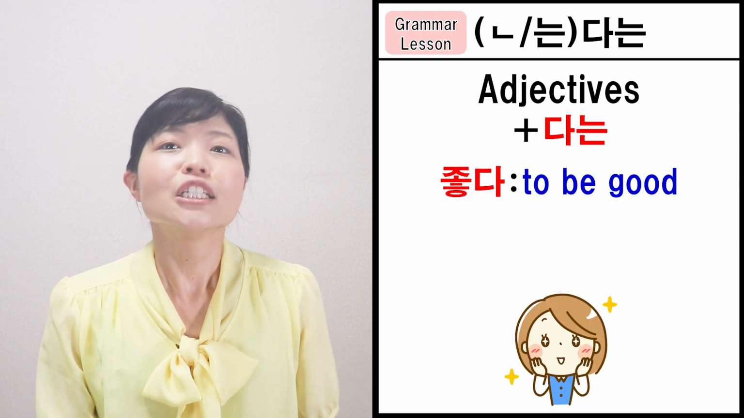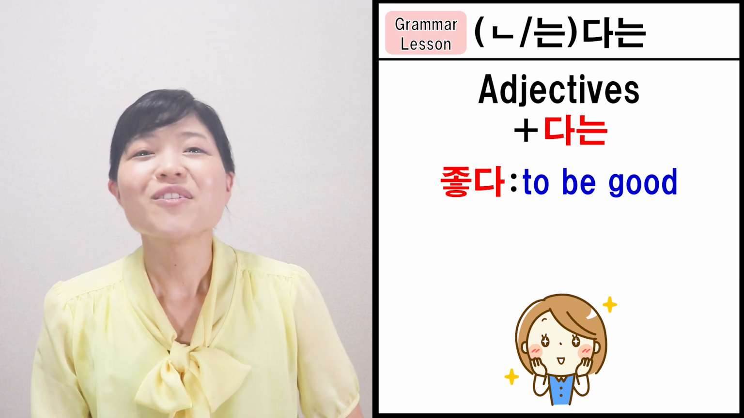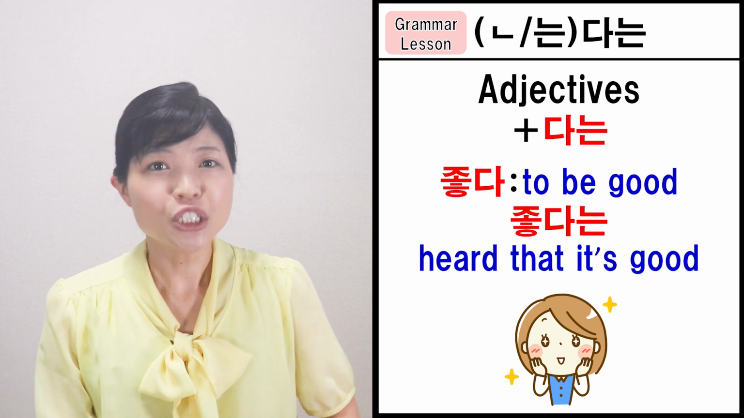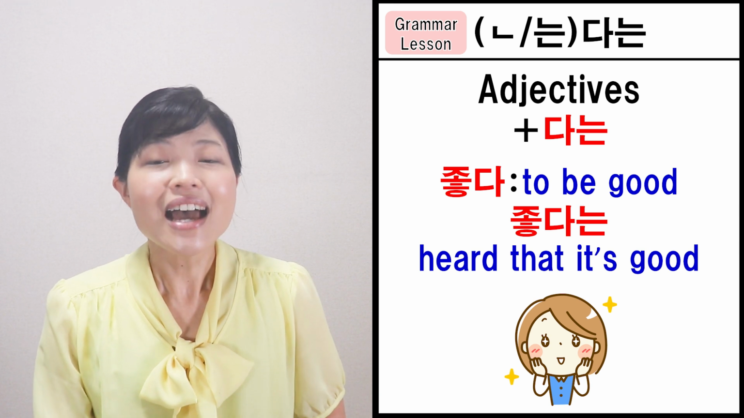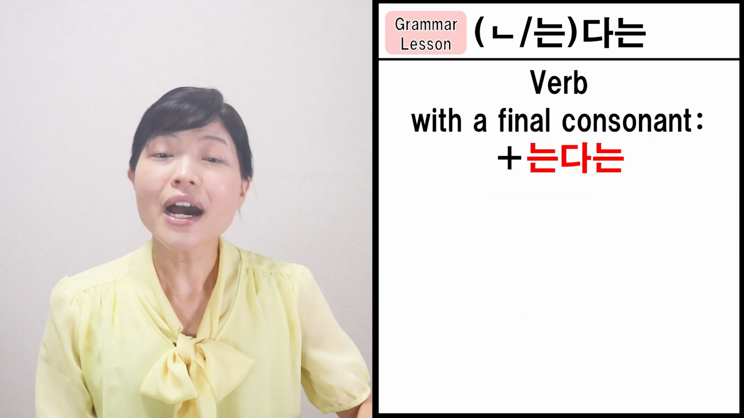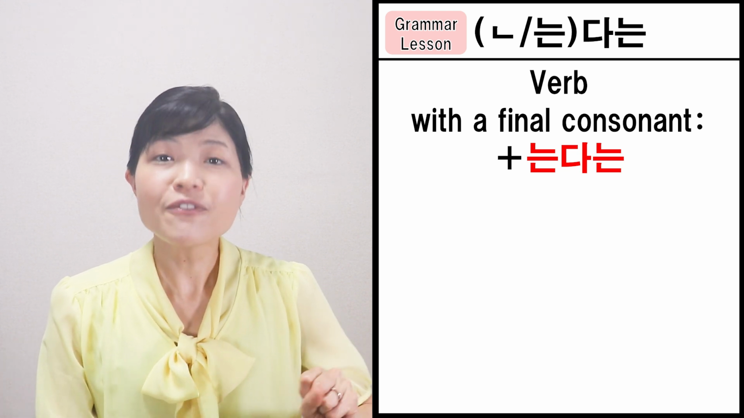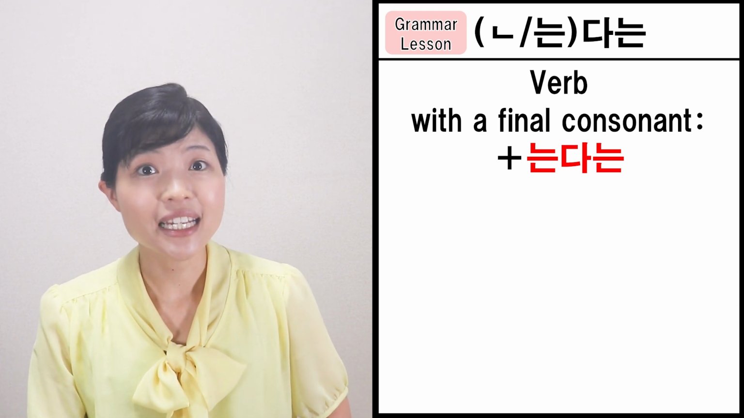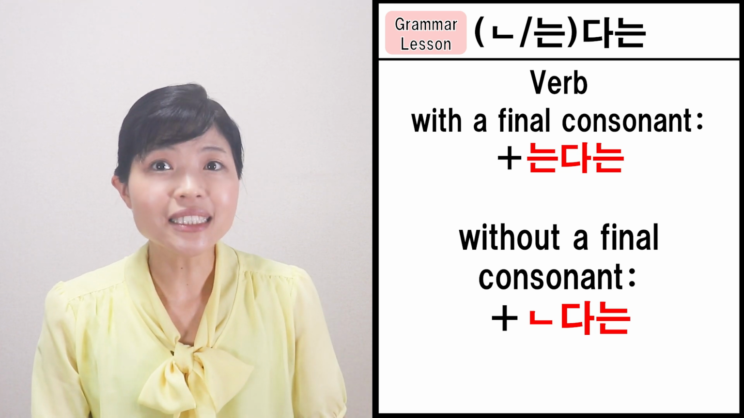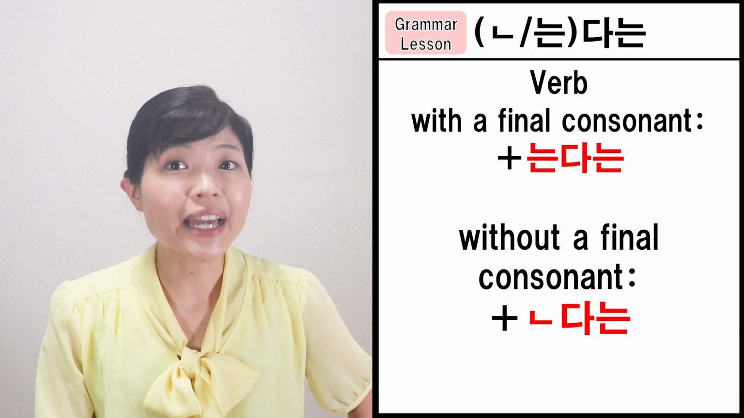For example, 좋다 is to be good, right? You attach 는 to make 좋다는. I heard that it's good. For a verb, you attach 는다는 to a stem if a verb has a final consonant, and you attach 니은다는 if a verb does not have a final consonant.